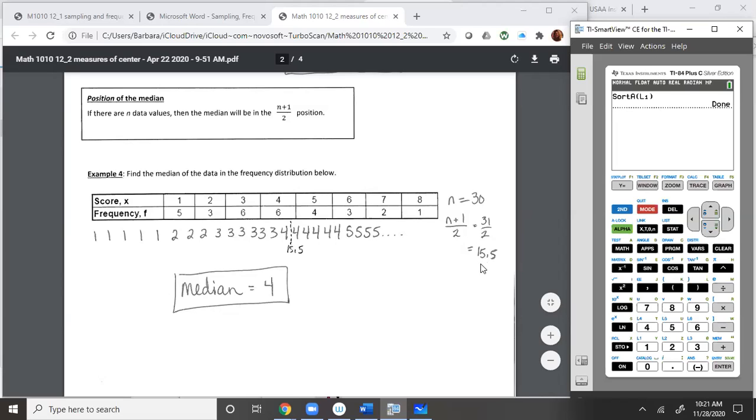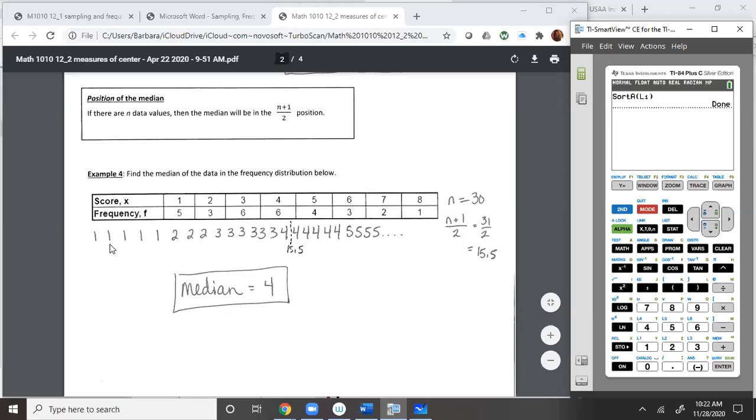So we're looking for the number that's between 15 and 16. Obviously, we have an even number of data here, so the actual number won't be here. We're going to have to find the number that's between 15 and 16. All right, so we're going to write down all the numbers.